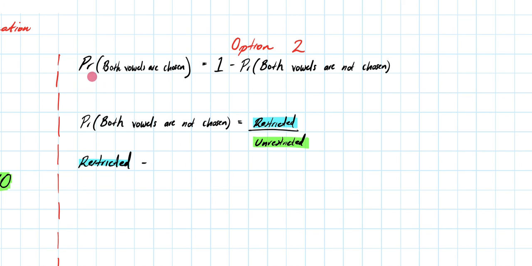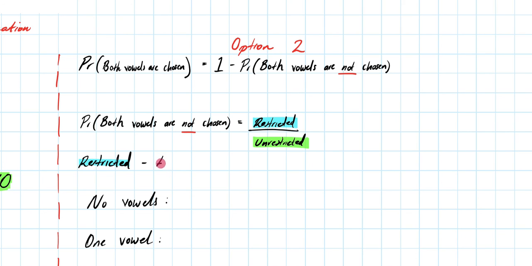So what we're realizing is that if we want to find the probability that both vowels are chosen, that's simply going to be equal to 1 minus the probability that both vowels are not chosen. So we're going to find the probability that both vowels are not chosen. So that's going to be the restricted over unrestricted. So let's find the restricted. Well, for both vowels not to be chosen, what combinations are we looking at there? Well, I could have a combo that has no vowels in it. And I could also have a combination with one vowel in it.